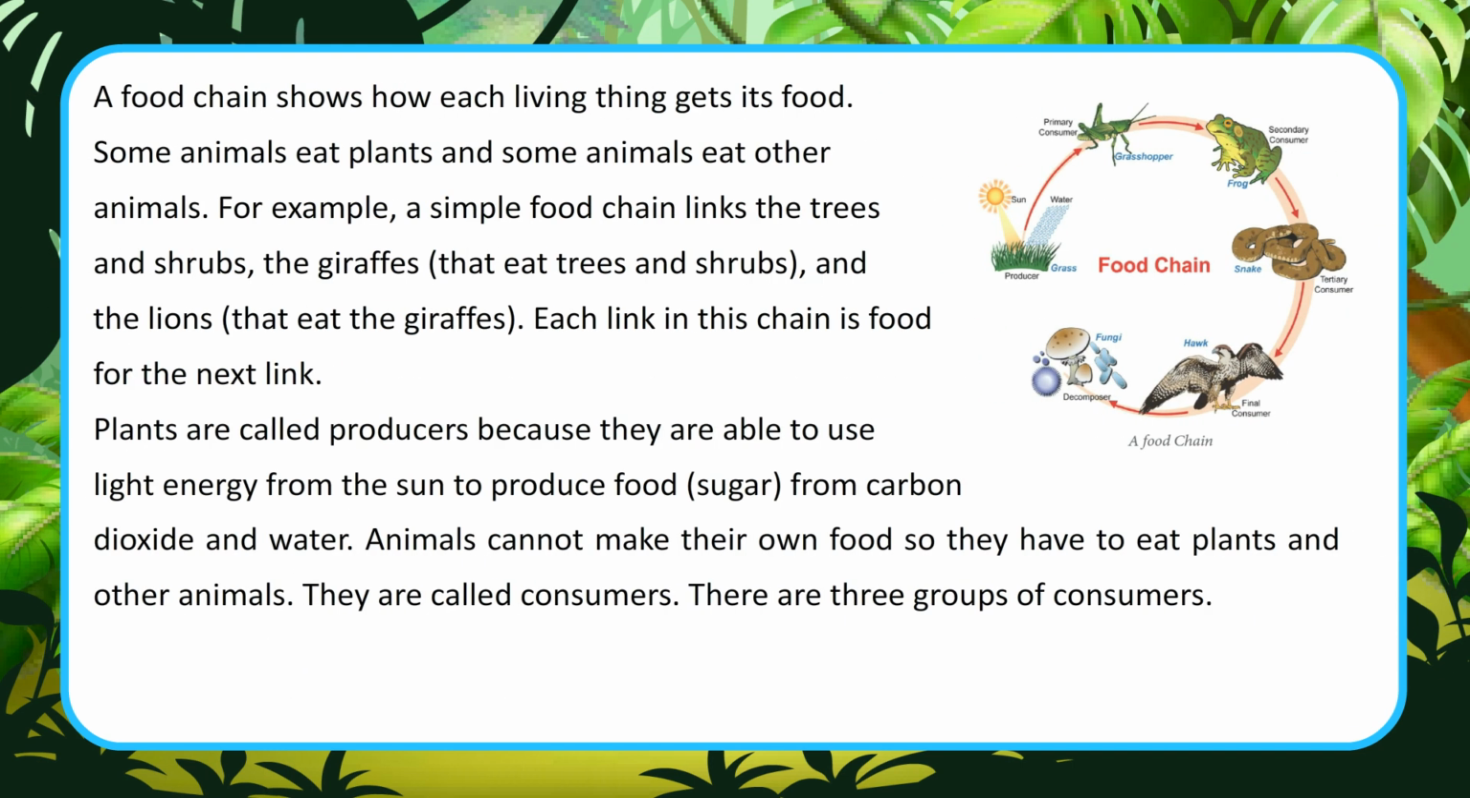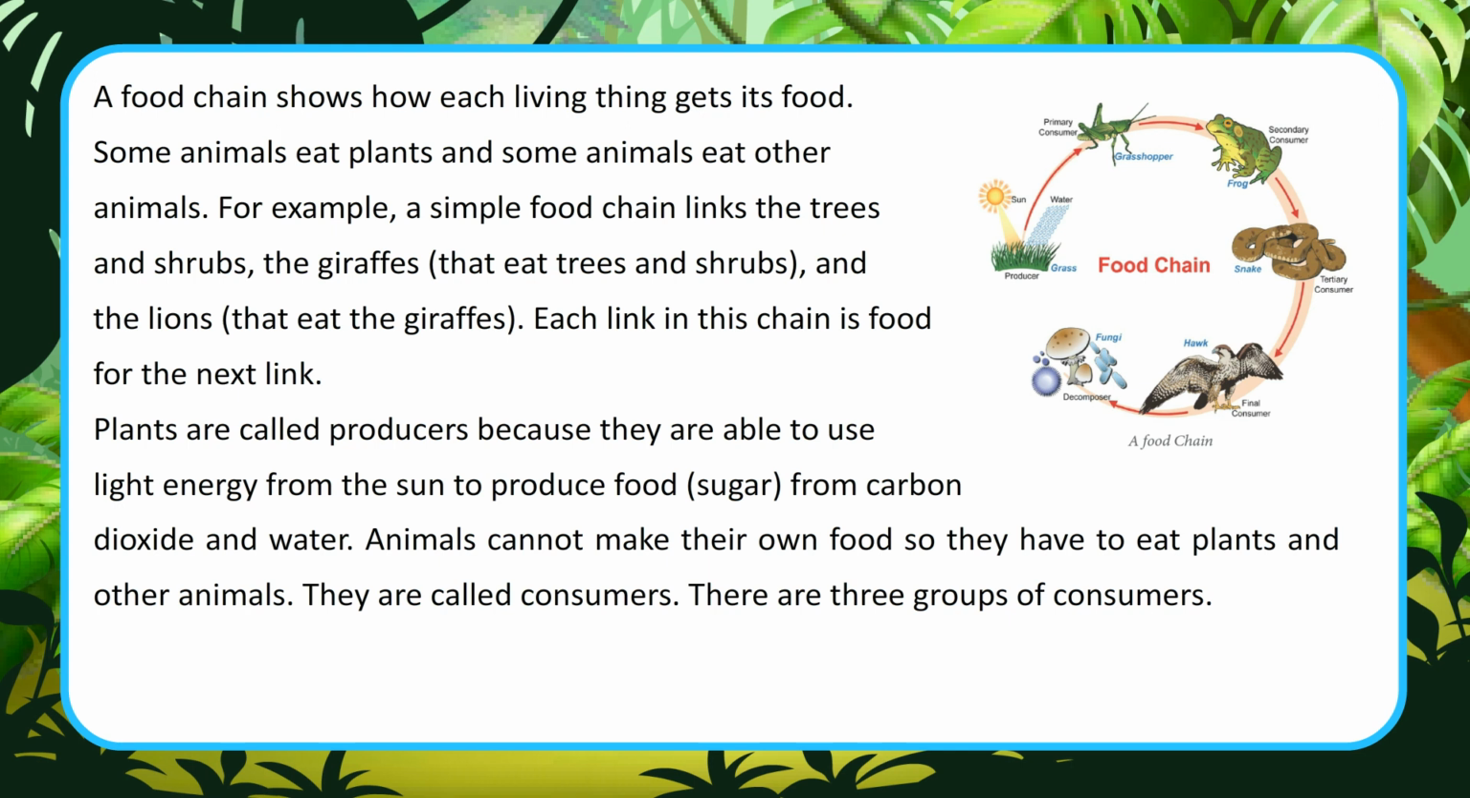A food chain shows how each living thing gets its food. Some animals eat plants and some animals eat other animals. For example, a simple food chain links the trees and shrubs, the giraffes, that eat trees and shrubs, and the lions, that eat the giraffes. Each link in this chain is food for the next link.